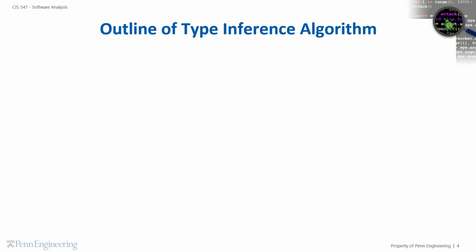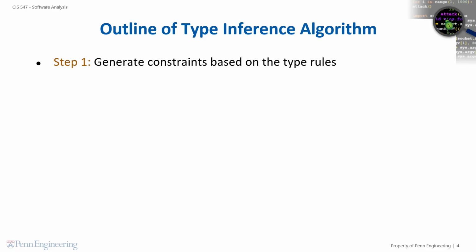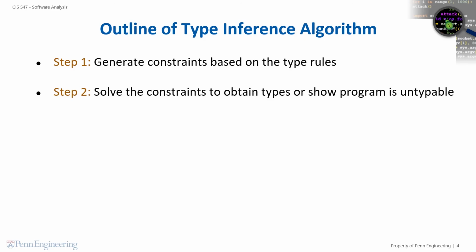Let's look at the outline of a type inference algorithm. The algorithm uses constraints to uniformly solve both the problems we just discussed: how to check side conditions arising in type rules, and how to infer the type of the entire program if one exists. As we learnt in the module on constraint-based analysis, this algorithm involves two steps. First, collect constraints based on the type rules. Once we have generated a set of constraints, we solve them using a simple but powerful algorithm called unification.